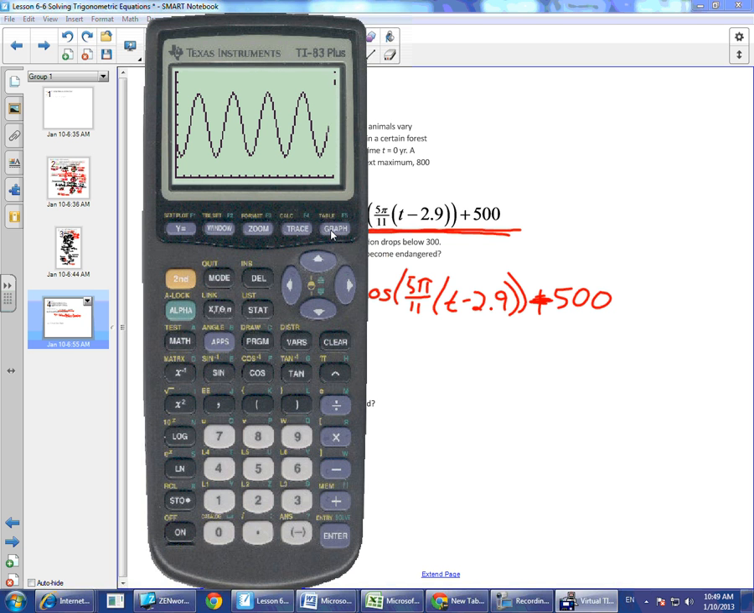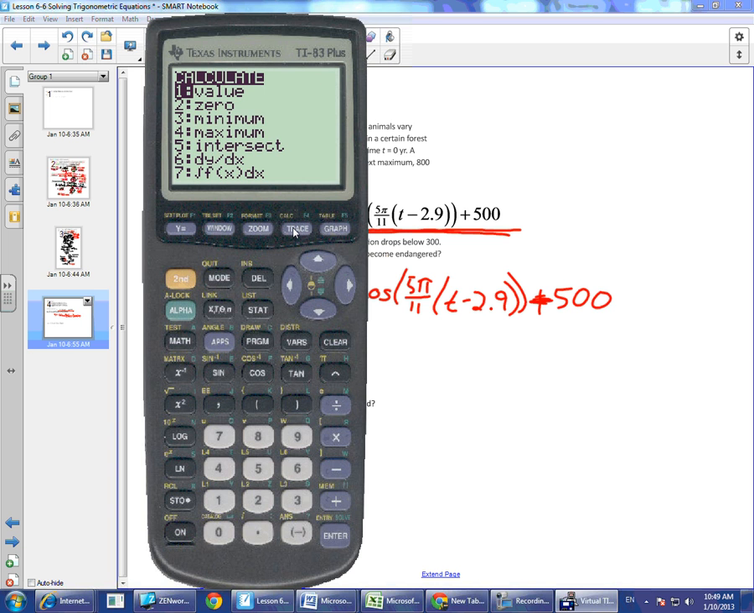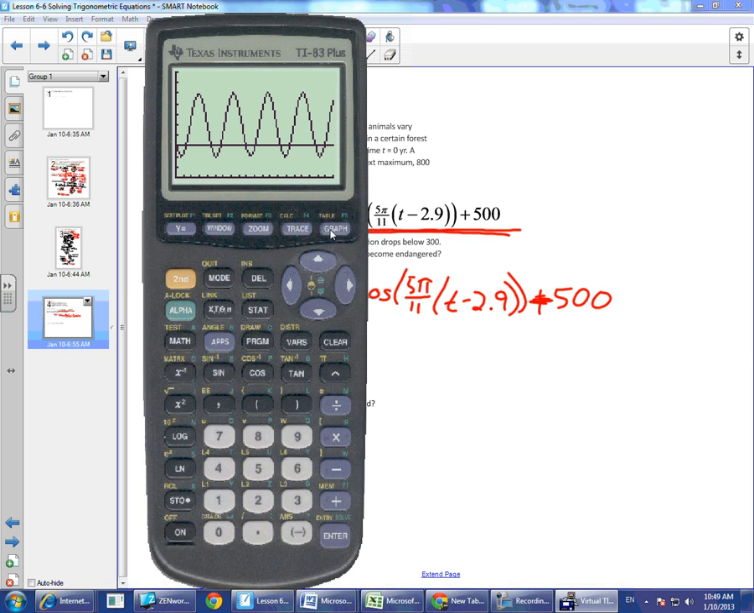And now from here, I want to find out when the population drops below 300. So I'm going to go back to my y equals screen and put in 300 as a horizontal line. Take a look at the graph, and you can start seeing points right away where the population drops below 300. That first little interval where it's below 300 is the first one I'm looking for to answer this question. And to answer the next question, notice I can easily see the next interval on there.